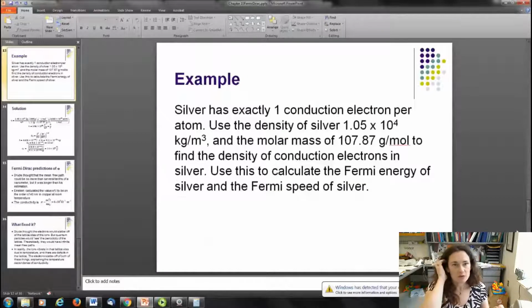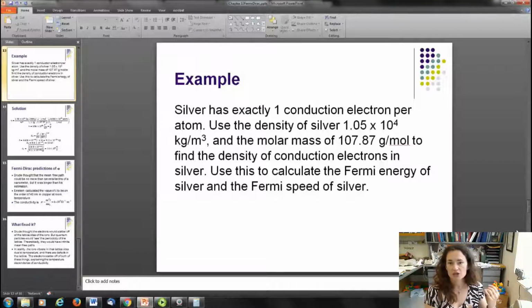All right, let me work an example for you where you find a Fermi energy. So let's take silver. Silver has, for example, 1 conduction electron per atom. It donates 1 electron to the sea for every atom. And we're going to use the density of silver, which is 1.05 × 10^4 kilograms per cubic meter, and the molar mass of silver, which we can read off the periodic table, 107.87 grams per mole. And then we're going to use that to find the density of conduction electrons in silver, then use that number to calculate the Fermi energy of silver and the Fermi speed of silver.